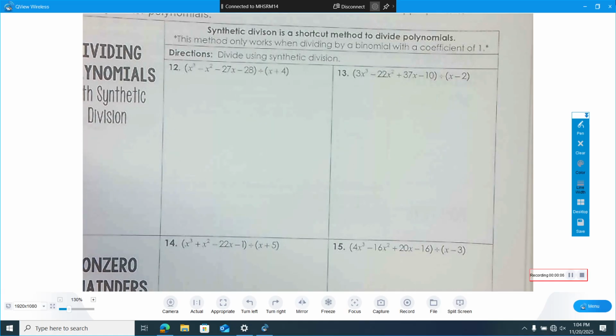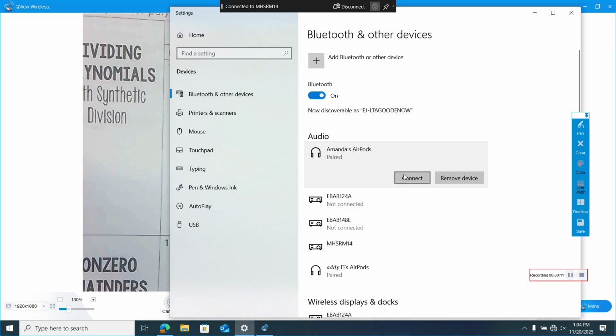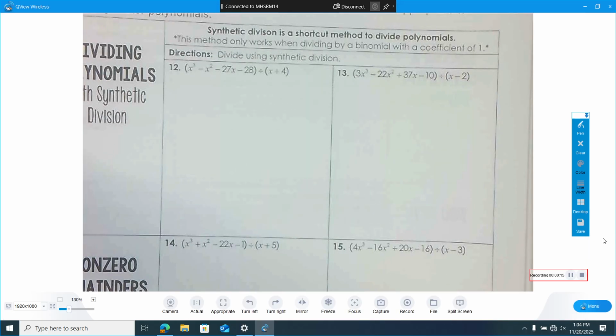All right. Let me see if I'm actually connected here. Nope. Okay, here we go.